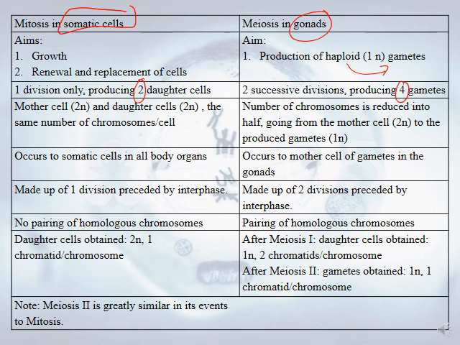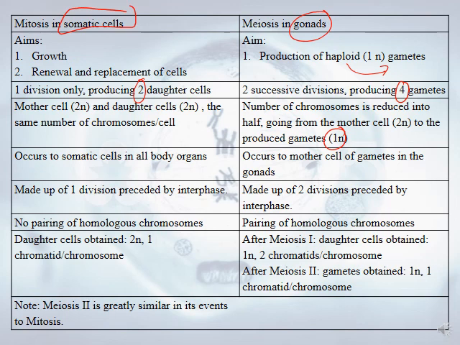Mother cell 2N and daughter cell 2N, the same number of chromosomes per cell, while in meiosis the number of chromosomes is reduced to half, going from the mother cell, which is 2N, to the daughter cells or the produced gametes, which are haploid 1N. Mitosis occurs in somatic cells in all body organs, while meiosis only occurs in the mother cells of gametes in the gonads. Mitosis is made up of one division preceded by interphase, while meiosis has two divisions preceded by interphase. No pairing of homologous chromosomes in mitosis. Here we have pairing, which is tetrads.